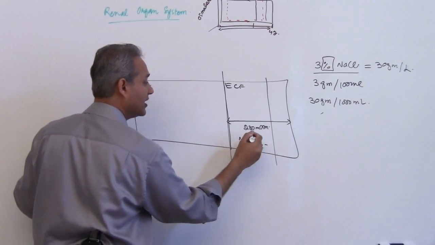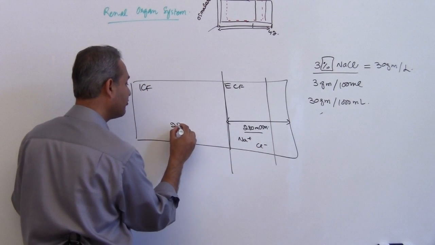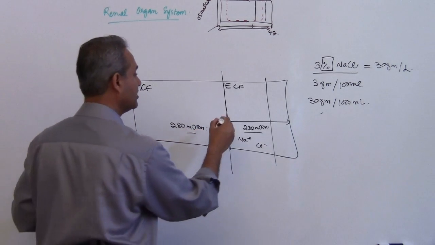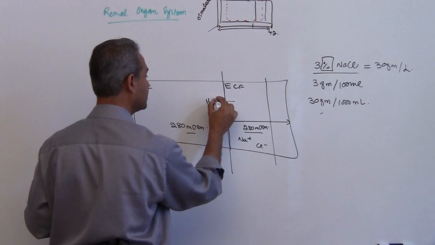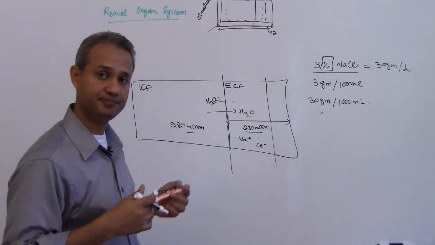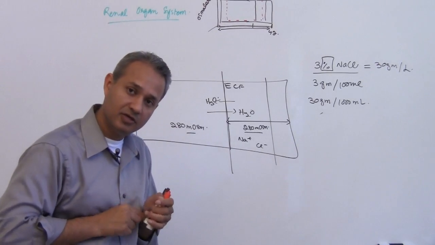So if the osmolarity is 200 milliosmoles outside, and if somehow we have maintained the same osmolarity inside, then if one water comes in, then one water molecule will go out. It would be in equilibrium. We'll say that there is no net water movement, correct?